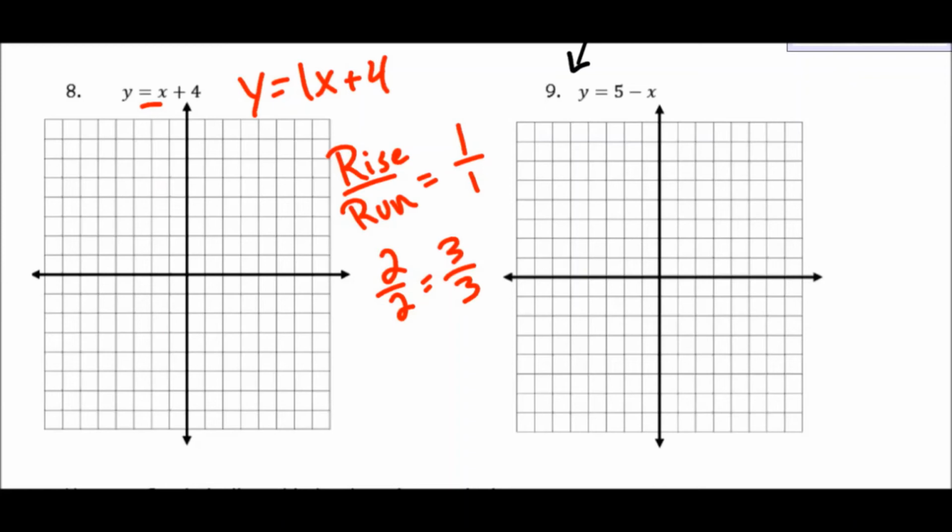I'm going to start at my y-intercept. I'm going to start at 4. 1, 2, 3, 4. And count a rise and run of 1 and 1. Up 1, over 1. And I'm going to go backwards. I'm going to go back 1 and down 1. And that gives me my straight line.